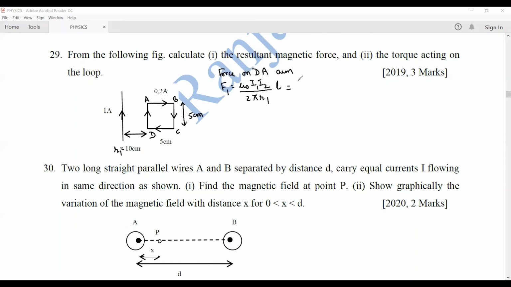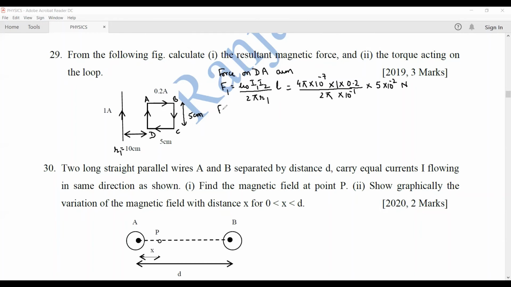Let's substitute the values. Mu naught is 4 pi into 10 raised to the power minus 7. I1 is the current in the long wire, 1 ampere. I2 is the current in the loop, which is 0.2 ampere, upon 2 pi. R1 is 10 centimeters, so 10 into 10 raised to the power minus 2 is 10 raised to the power minus 1 meter. And the length of the wire is 5 centimeters, which is 5 into 10 raised to the power minus 2. So this much Newton will be the force experienced on this arm DA.